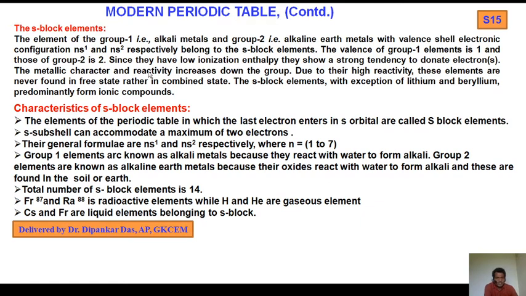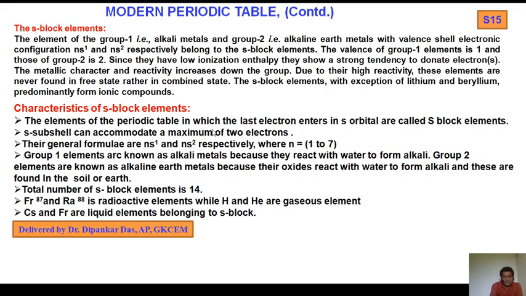So the metallic character and reactivity increase down the group. Due to their high reactivity, these elements are never found in free state, rather in combined state. The S block elements, with the exception of lithium and beryllium, predominantly form ionic compounds. Now, characteristics. The elements of the periodic table in which the last electron enters the s orbital are called S block elements. So the last electron should enter the s orbital in S block elements.